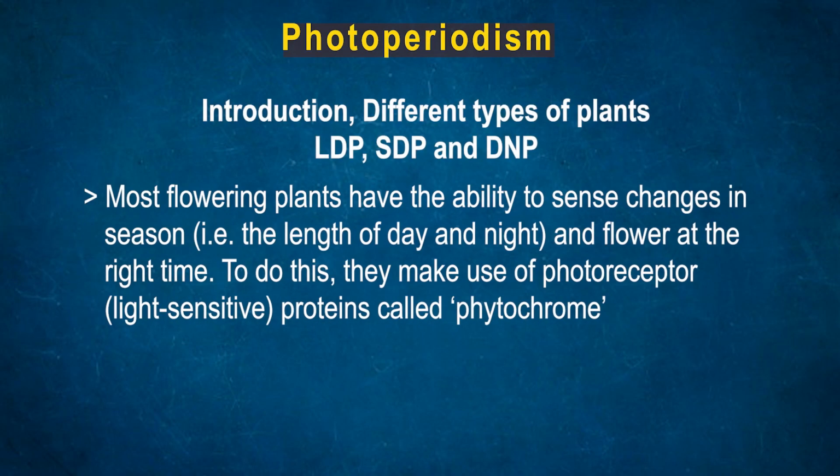Most flowering plants have the ability to sense changes of the seasons, okay? That means the length of the day and night as well as the flowering capacity can be regulated. To do this, they make use of photoreceptors. They are called phytochromes. They are nothing but light-sensitive proteins, okay? They are excited by some specific wavelength of light and they can transduce the signal downwards.